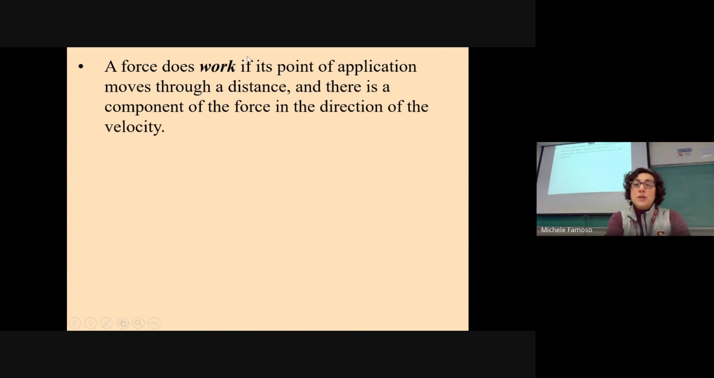So a force, remember, does work if its point of application moves through a distance and there is a component of that force which is parallel to the way it's moving, in parallel to its velocity somehow. Okay, so if I push something up, but this thing I'm pushing up is moving left or right, the force that I am exerting is not doing any work because it doesn't have a component parallel to the motion or parallel to the displacement.